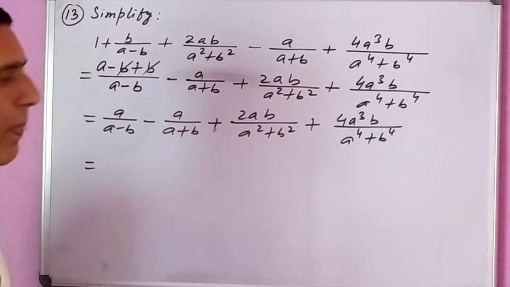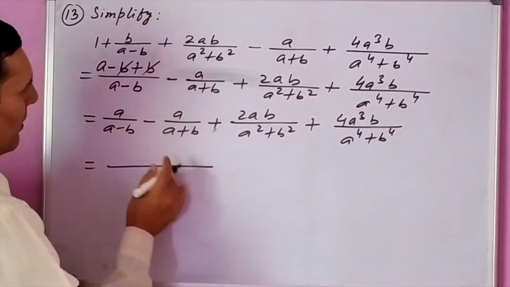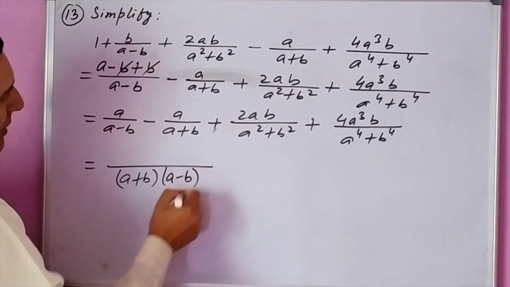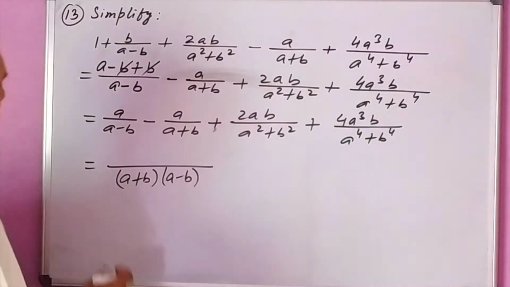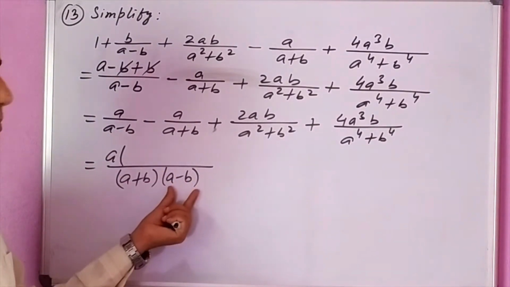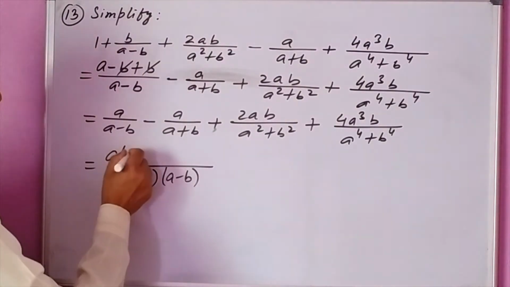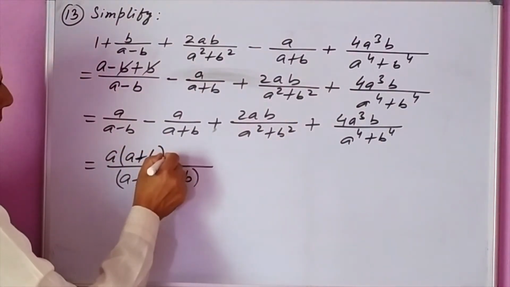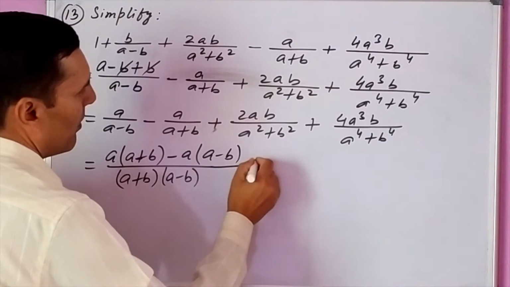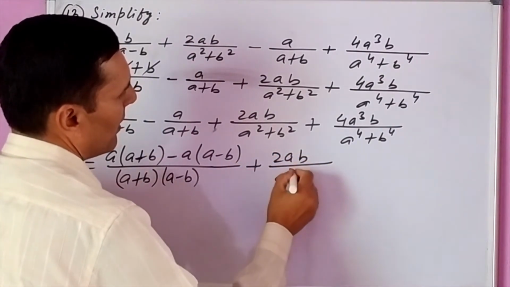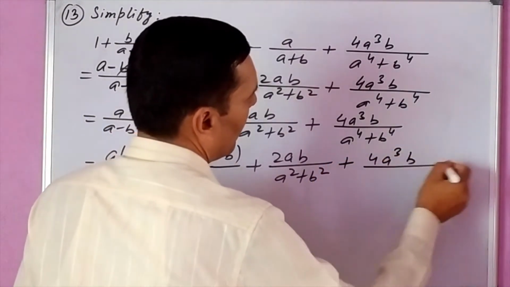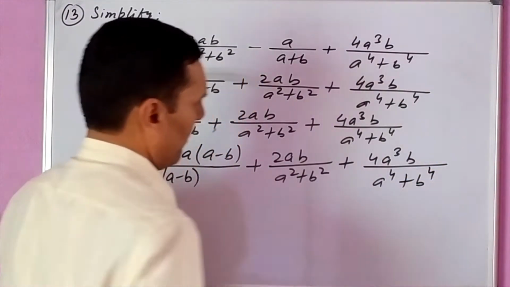Now again we take the LCM in the first two terms. So we have one denominator a plus b, another denominator a minus b. Therefore the LCM is also a plus b times a minus b. A times, when the LCM is divided by the denominator a minus b, it will be cancelled. So what will be remaining there? A plus b, and this minus a, and a plus b cancels, remains a minus b plus 2ab upon a square plus b square plus 4a cube b upon a power 4 plus b power 4.